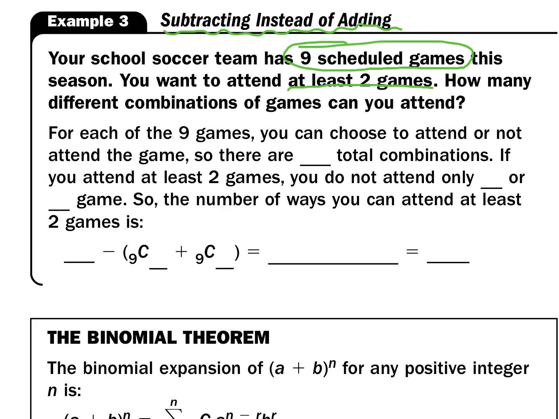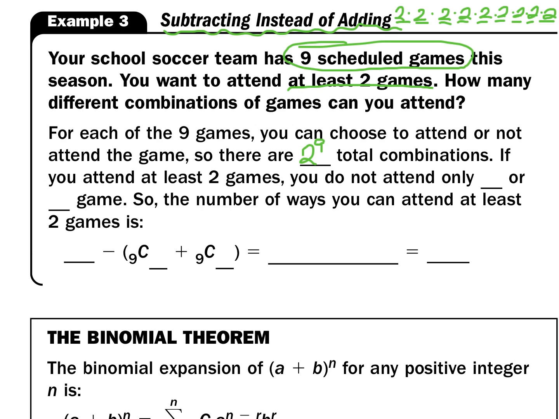Well, for each of the 9 games, so we have 1, 2, 3, 4, 5, 6, 7, 8, 9 games, we can either attend or not attend. So there are 2 possibilities for each one, attend or not attend, times attend or not attend, times attend or not attend, etc. So 9 times we could either attend or not attend. That means there is a total of 2 to the 9th different combinations of games that I can go to or not go to.